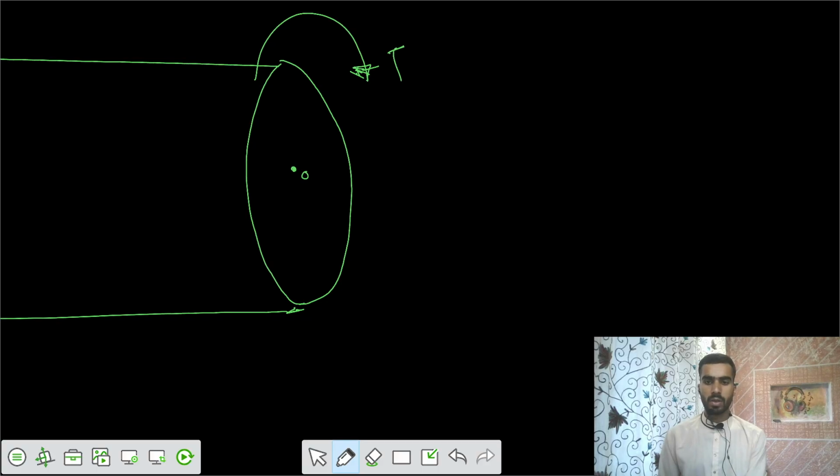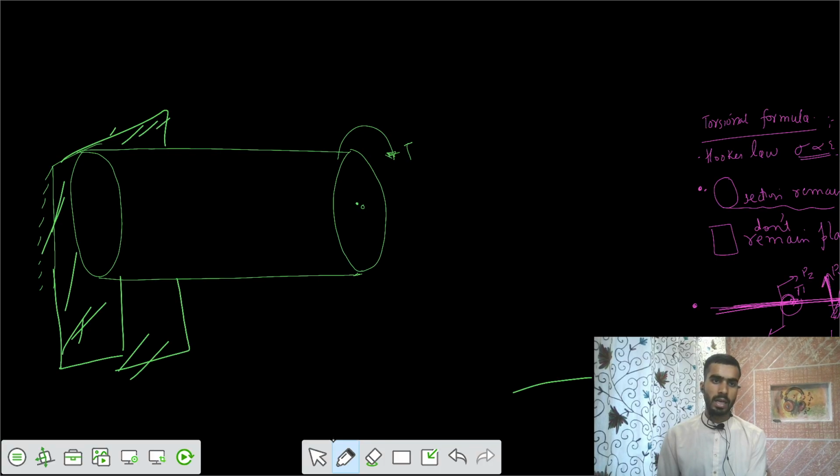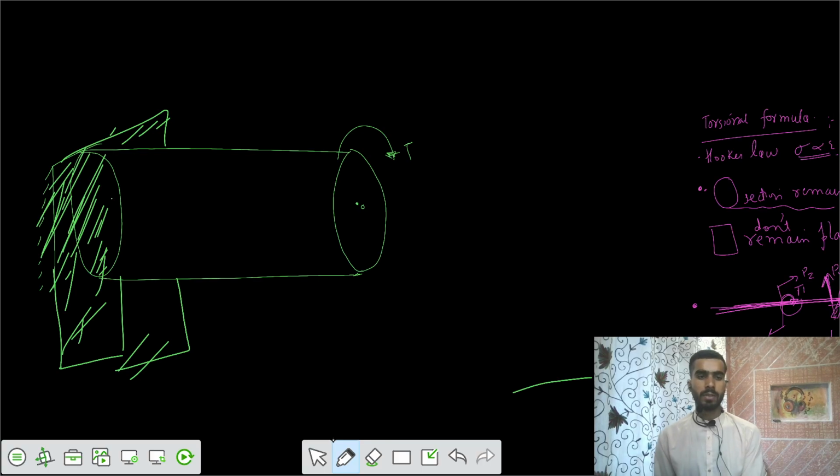We say that this is your plane, this is your fixed plate, the side on which your shaft is fixed. Now you apply the torque T. Now what's happening? Let's take any element A.